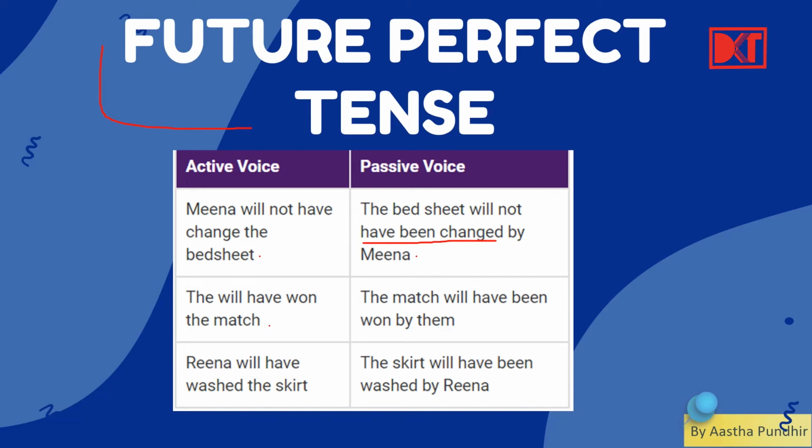Okay, I'm sorry, this should be they. They will have won the match. Okay, they will have won the match. The match will have been won by them. Reena will have washed the skirt. The skirt will have been washed by Reena. All right.